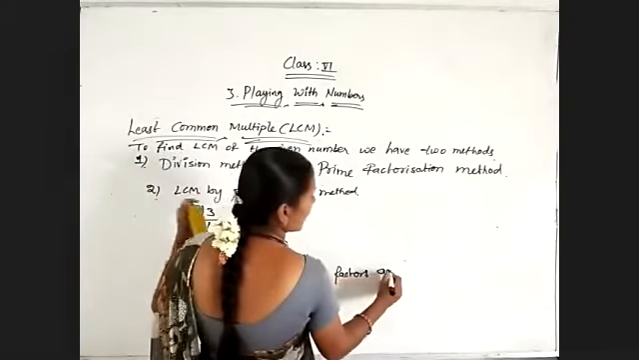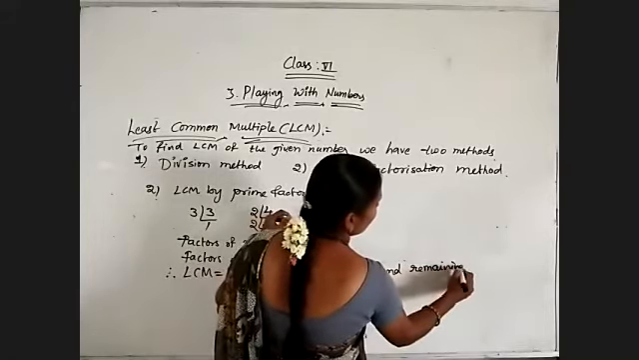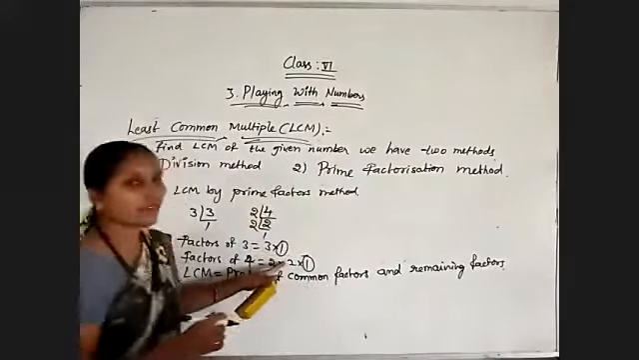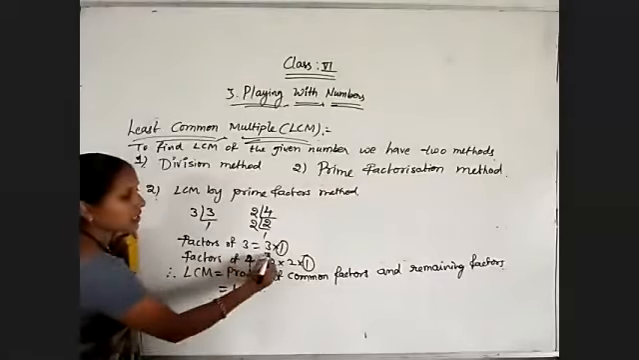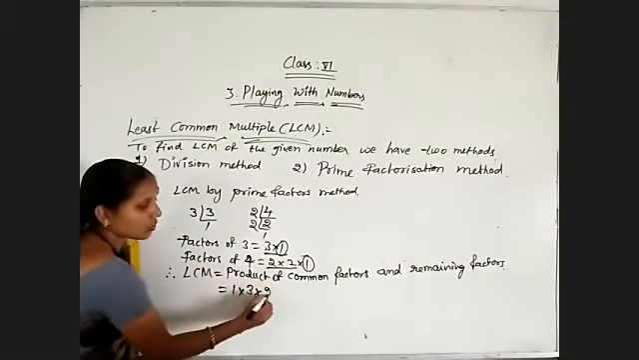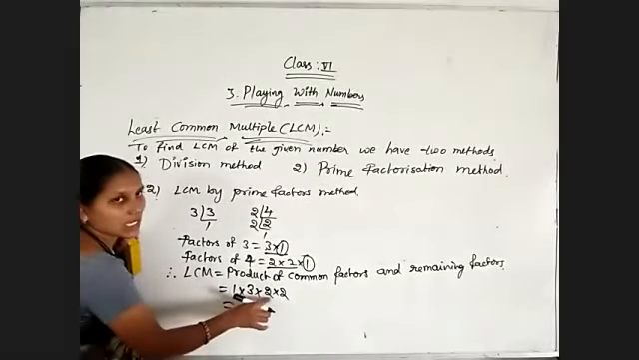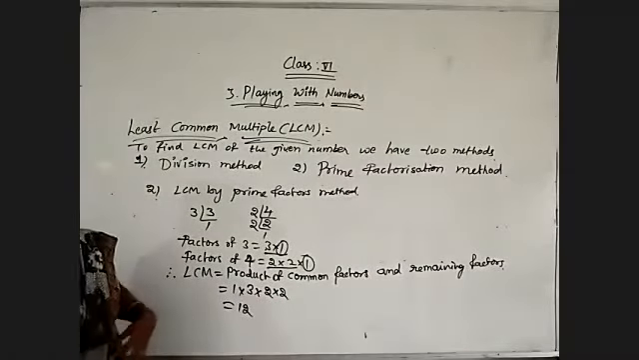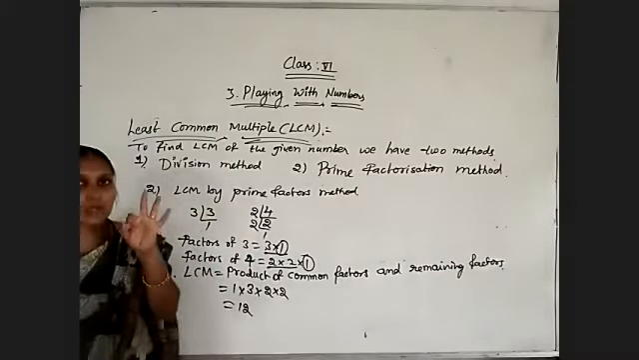And the remaining factors also, we must take. So here the common factor is only 1, into the remaining factors. In the first number the remaining factor is 3. In the second number the remaining factors are 2 and 2, 2 into 2. So 1 threes are 3, 3 twos are 6, 6 twos are 12. LCM is 12.